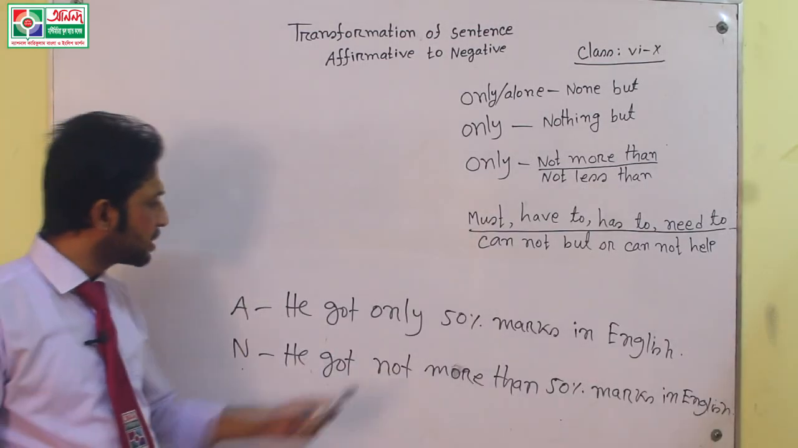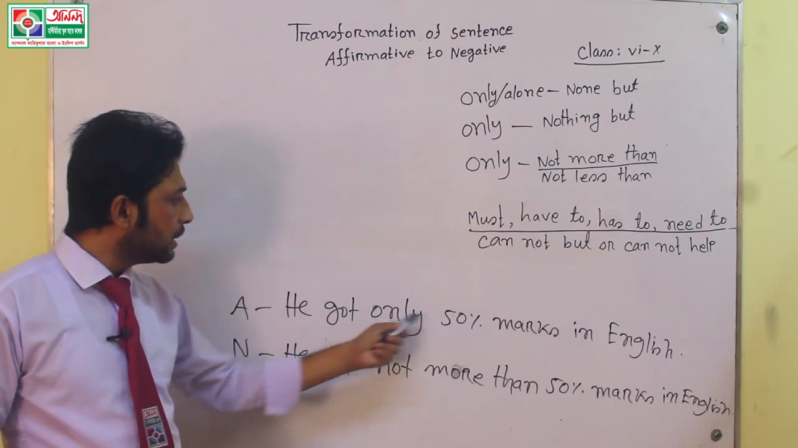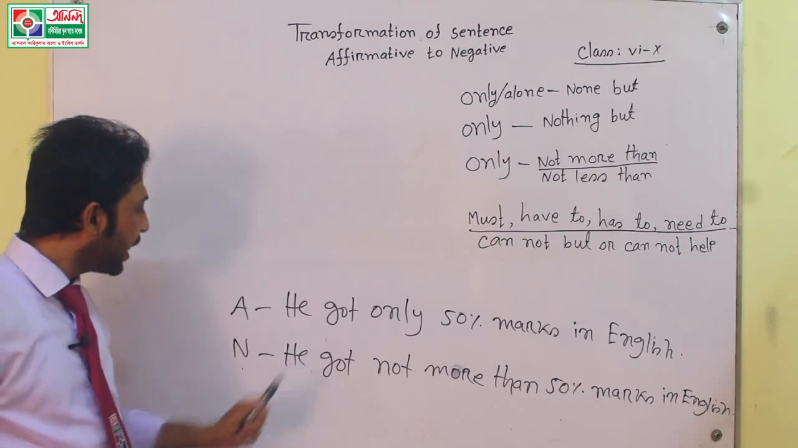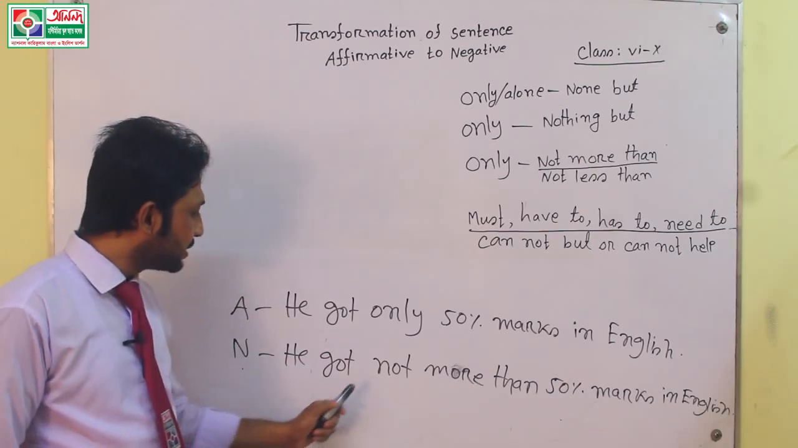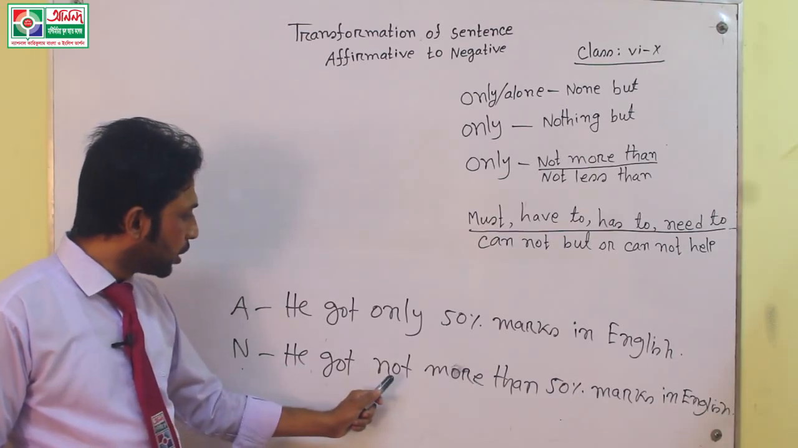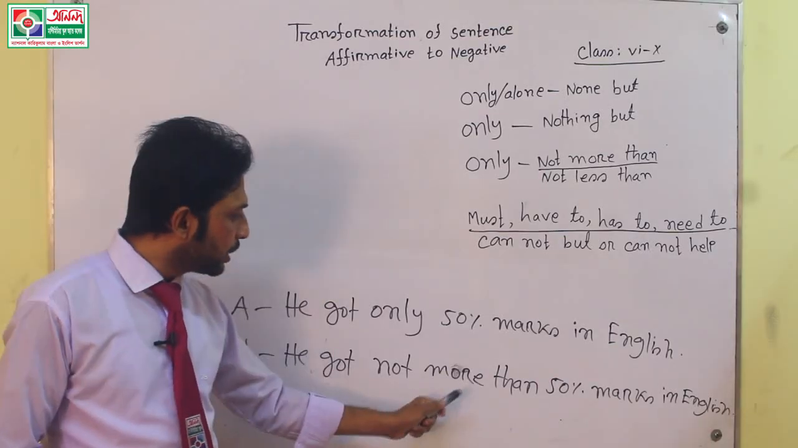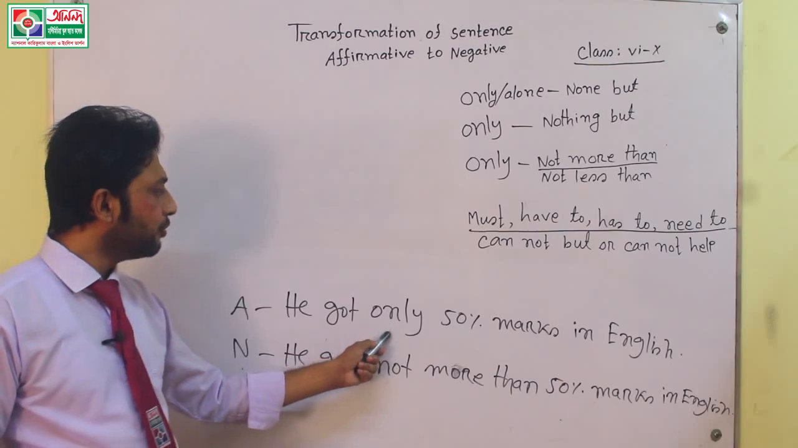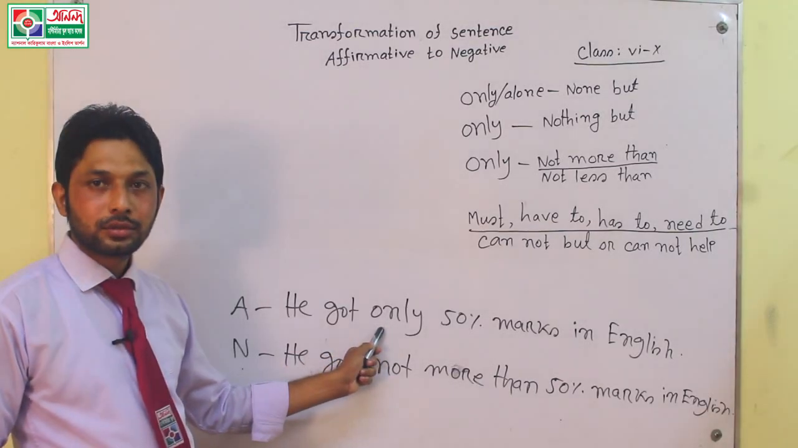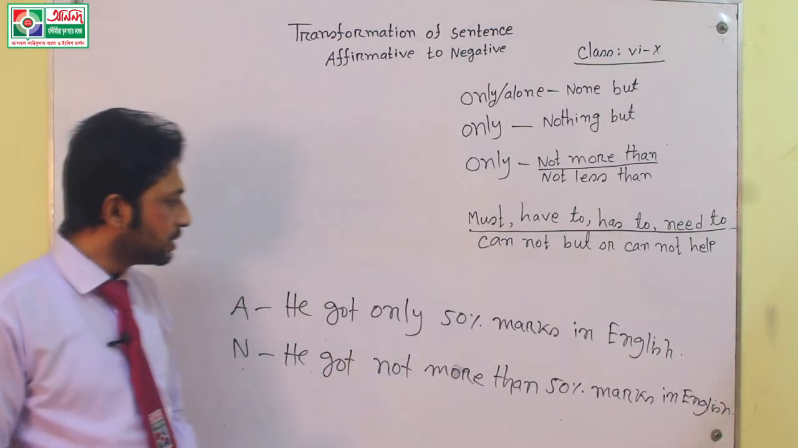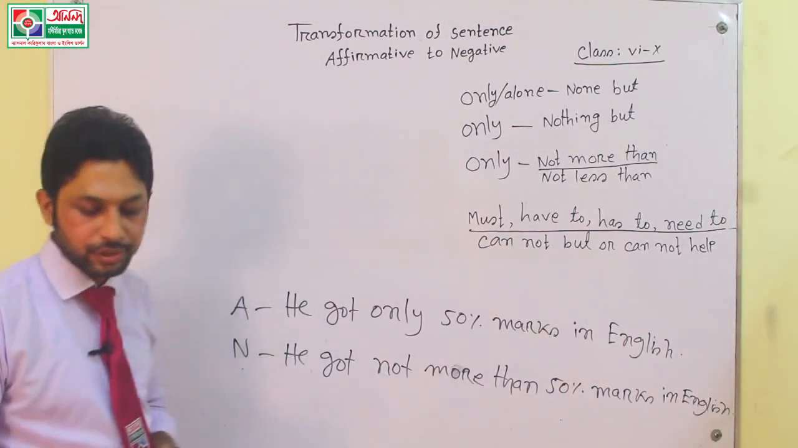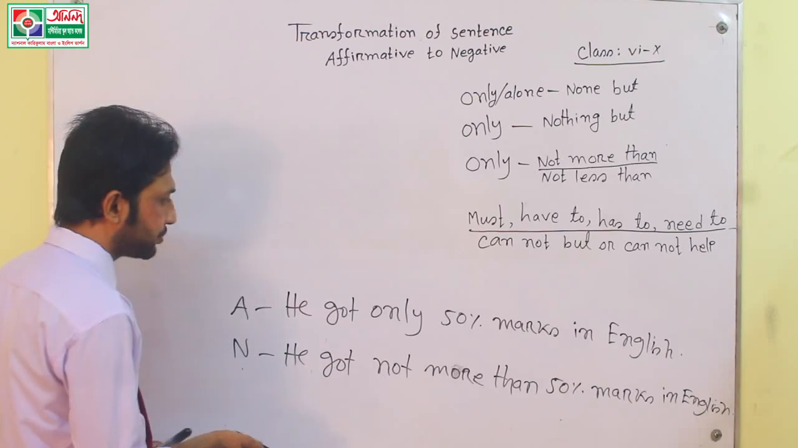In this sentence, the word only refers to the number. That's why I have written the words not more than. We can also use not less than instead of only. Okay? And nothing else has changed in this sentence.